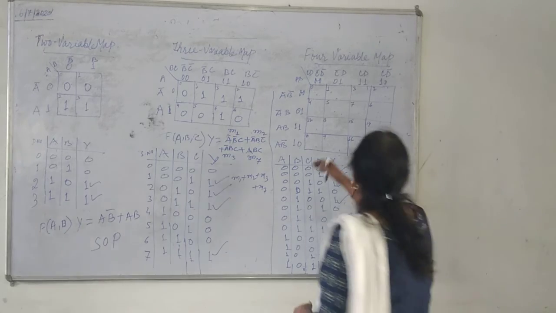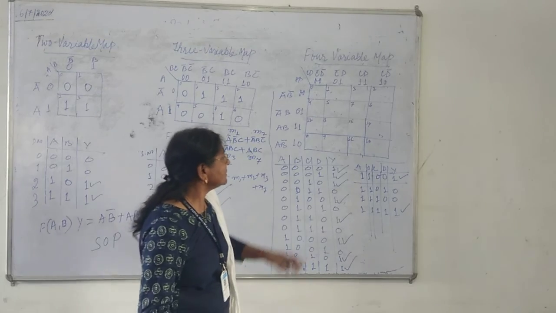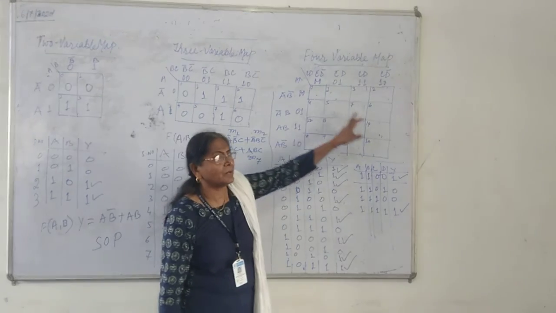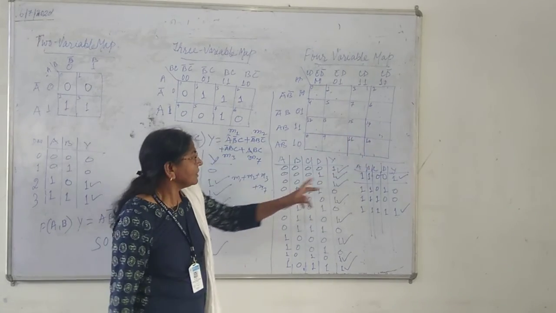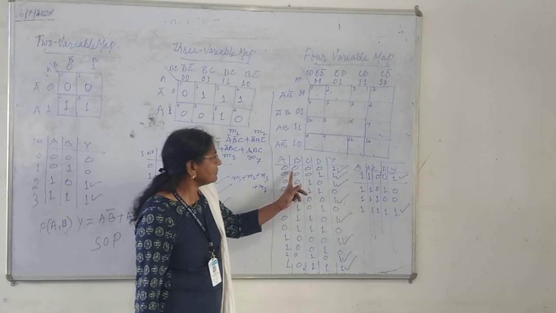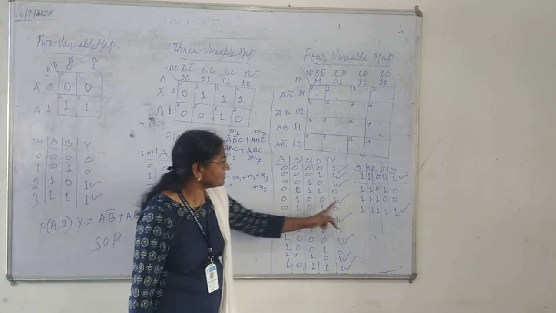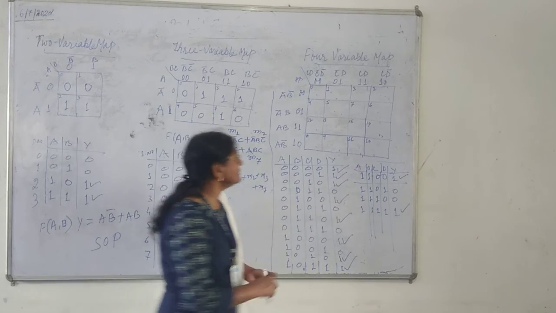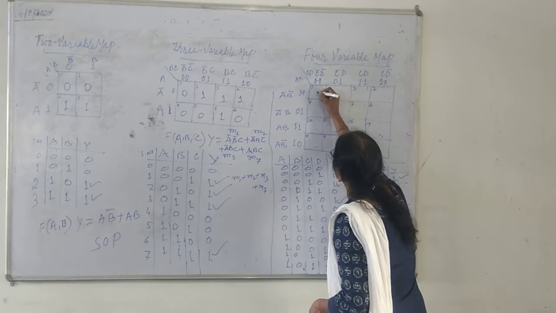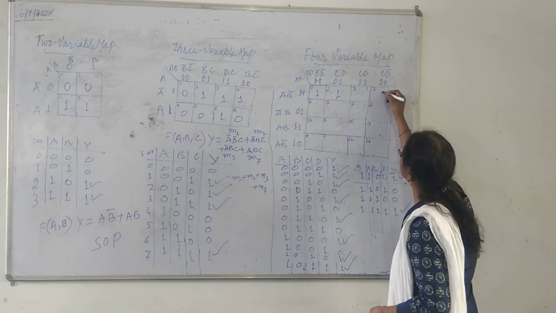In the same way, here it is a 4 variable map. In the 4 variable map, I have put each and every value on the map. Where I have taken output 1, I will put 1. For 0, I will put 1. For 1, I will put 1. For 2, I will put 1.